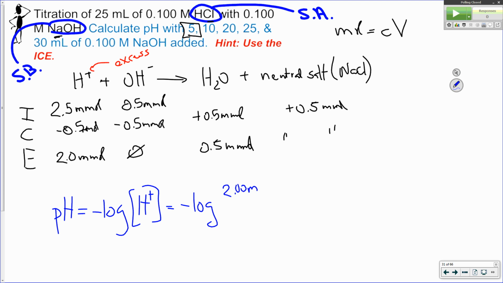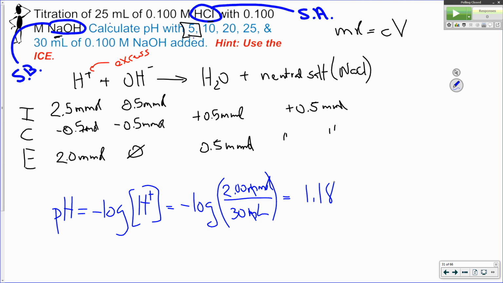I've got 2 millimoles. And my volume is I started with 25 milliliters, and I've added 5 milliliters. So the total is 30 milliliters. Millis cancel out. That's moles per liter, so that's molar. So that's the units I'm looking for. So I'm just going to plug that in. So 2 divided by 30, negative log. And this initial pH is a pH of 1.18.